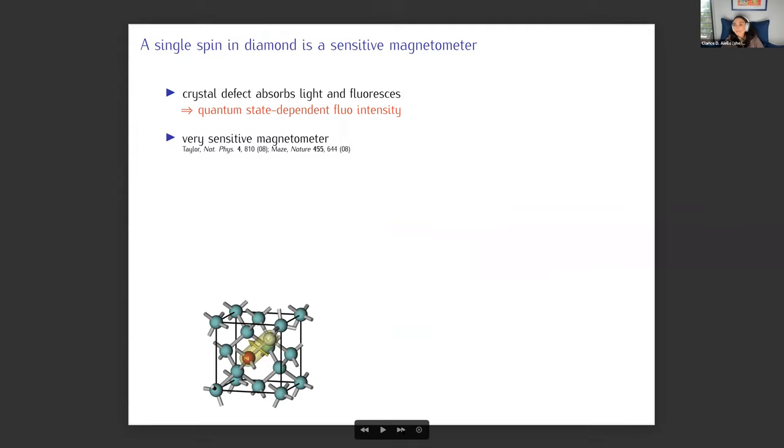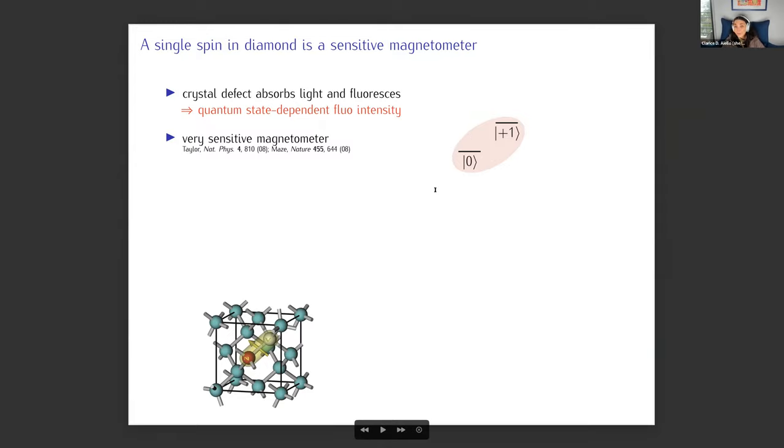But I promised that I would make it a very sensitive magnetometer. And here's how it works. Jayaram, I can talk to you more a little bit later. I am just showing how you can put a single spinning diamond to work as a quantum enhanced magnetometer.